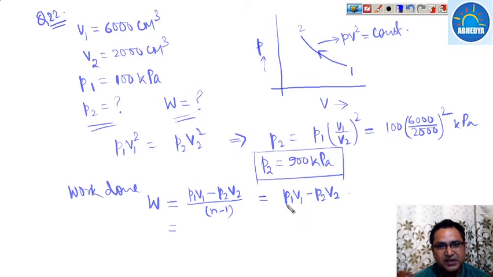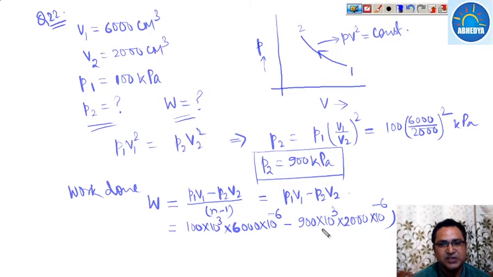So what is P1? P1 is 100 kilopascal, that is 100 into 10 raised to the power 3, into what is V1? V1 is 6000 centimeter cube. So this is 6000 centimeter cube is 10 raised to the power minus 6 meter cube, minus P2 is 900 kilopascal is 10 raised to the power 3 into V2. What is V2? It is 2000 into 10 raised to the power minus 6.